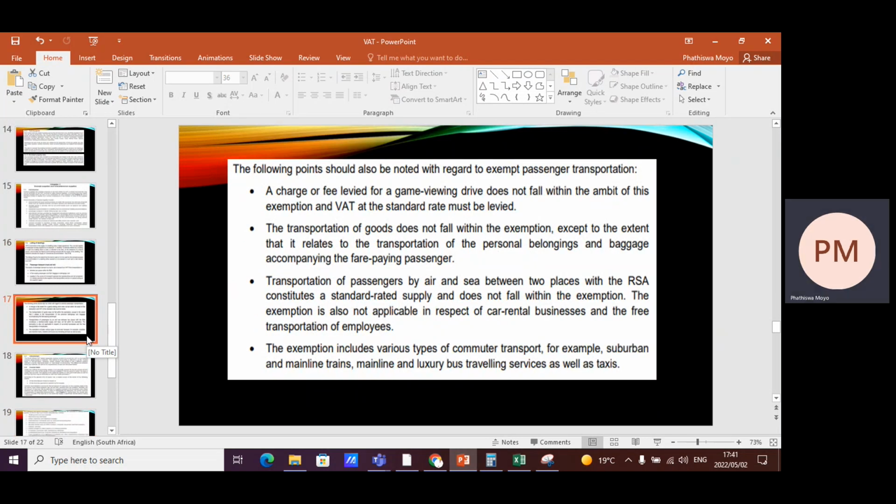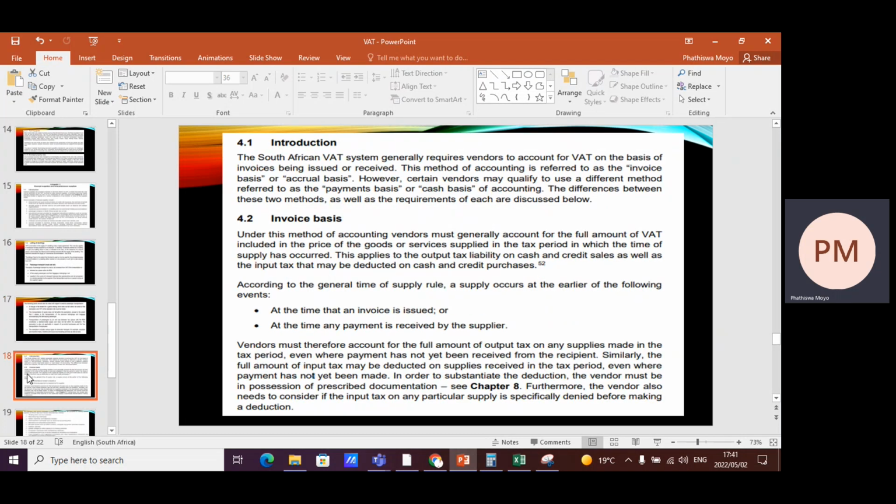The exempt passenger transport is game viewing drives, transportation of goods, transportation of passengers by air or sea between two places in RSA. The exemptions like mainline, luxury bus traveling.